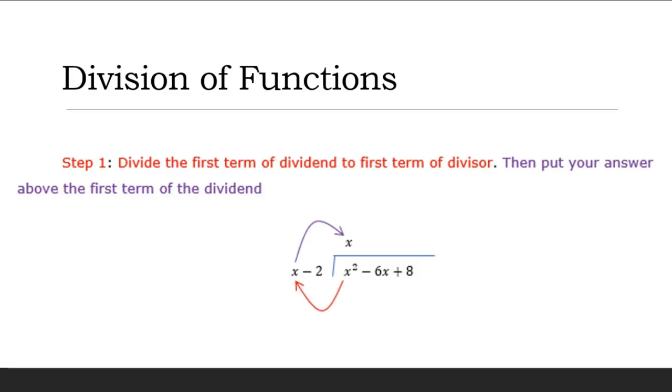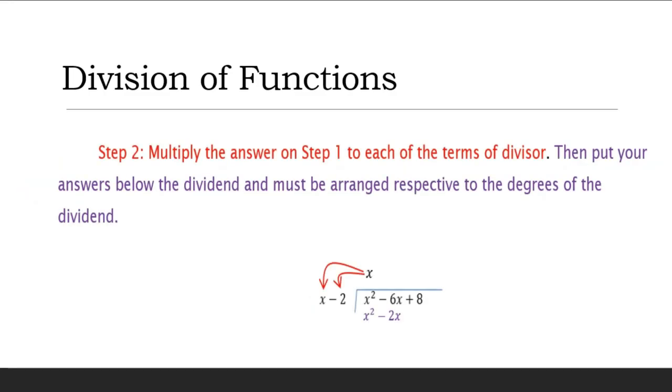So x squared divided by x is x. When dividing variables, just subtract their exponents. X squared has 2 and x has 1, so 2 minus 1 is just 1, or x. Then write your answer above the first term of the dividend.